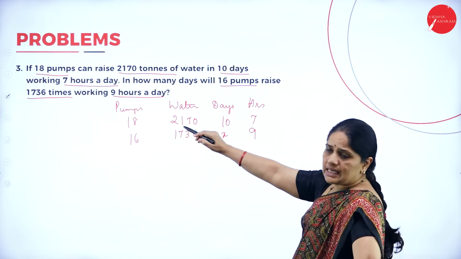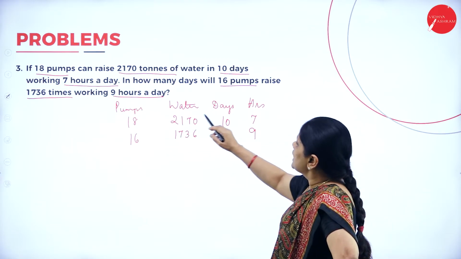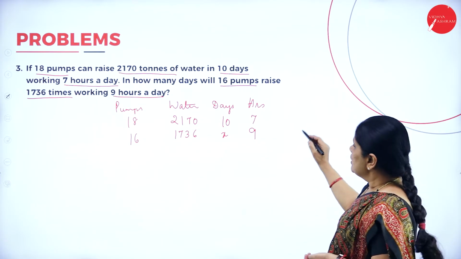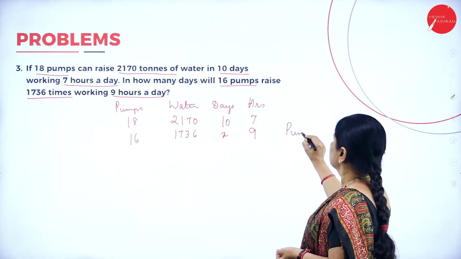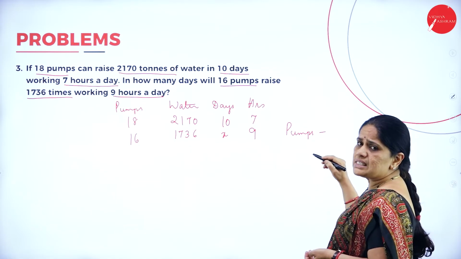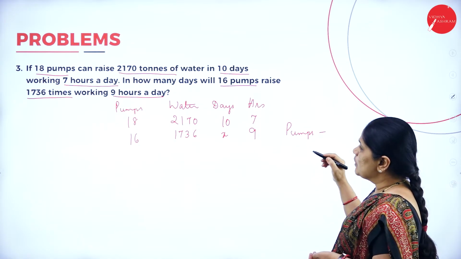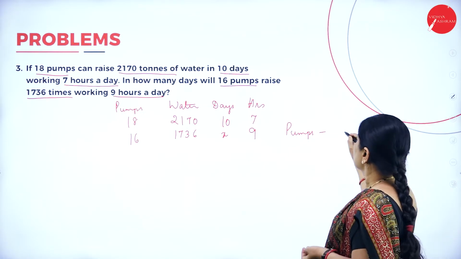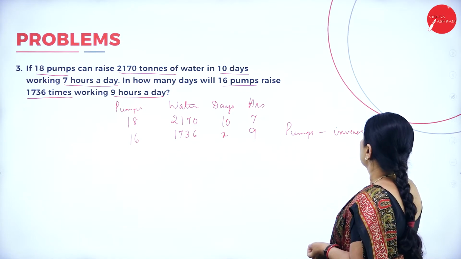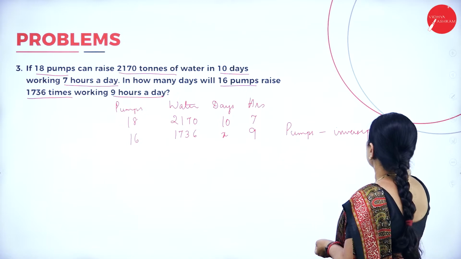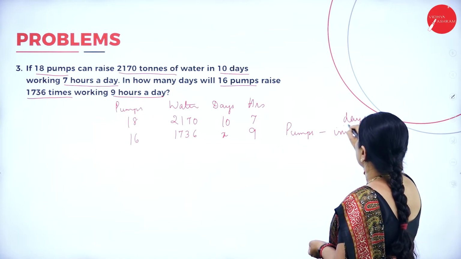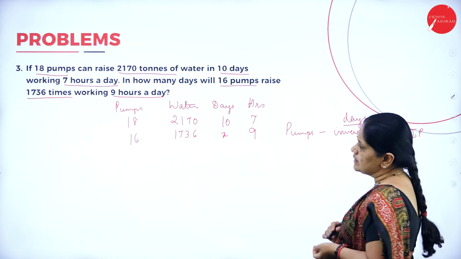Now if you consider the pumps, 18 pumps will take 10 days. So lesser pumps means more days. If it is more pumps, it means lesser days. So inverse proportion. Pumps and days, if you compare them, are in inverse proportion.